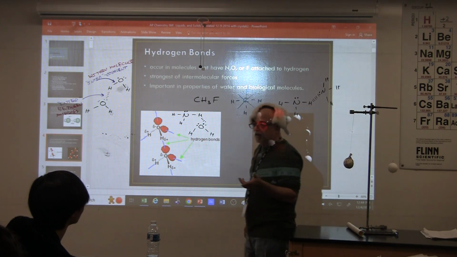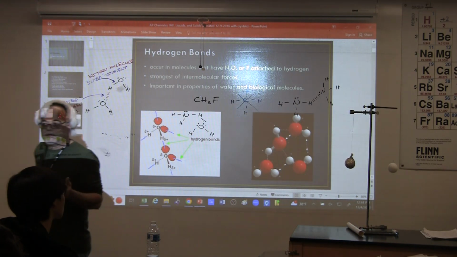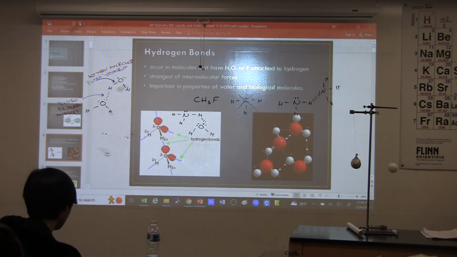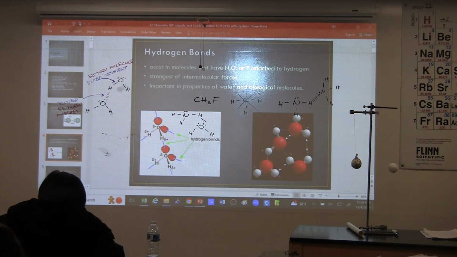Anyway, does anybody know how this works? Why a balloon sticks to the wall, or why I'm able to take that kind of conductive ball and make it dance with a charged rod? Look at Jeffrey here.